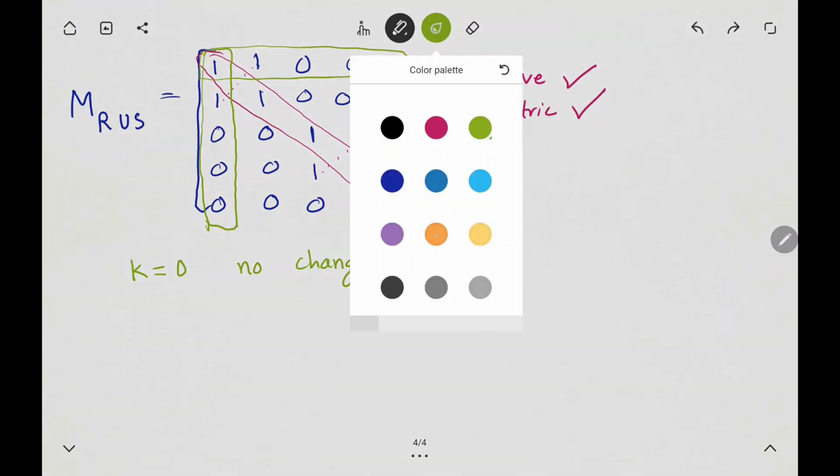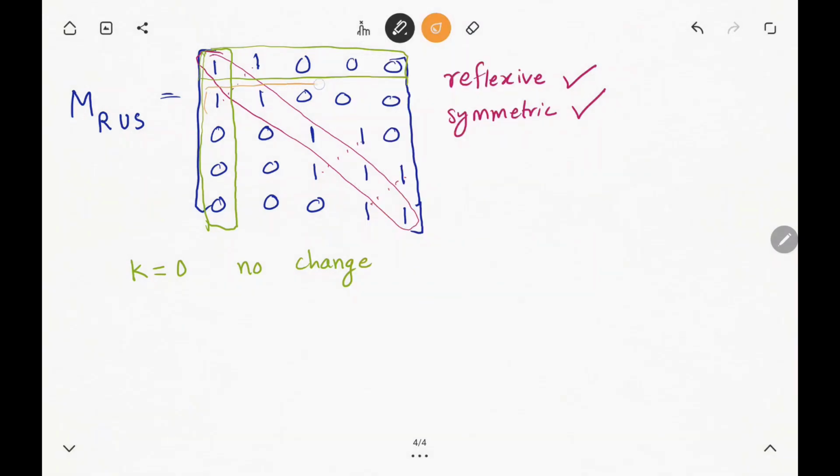Next, the second row and second column. As you can see, wherever there is a 1 in the second row and second column, there is already a 1 at their intersection. Then let's highlight the third row and the third column. Again, you can see that wherever there is a 1 in the third row and third column, there is already a 1 at their intersection. So nothing new added in this iteration as well.